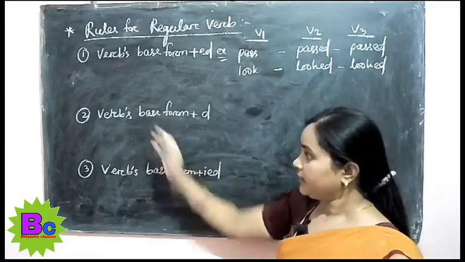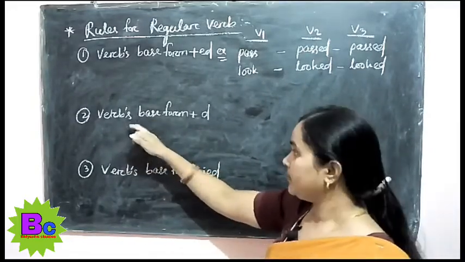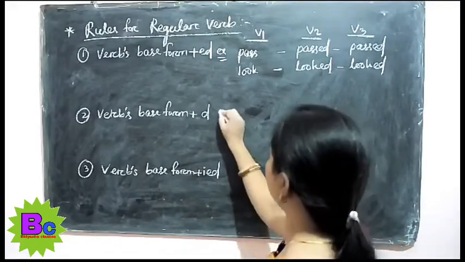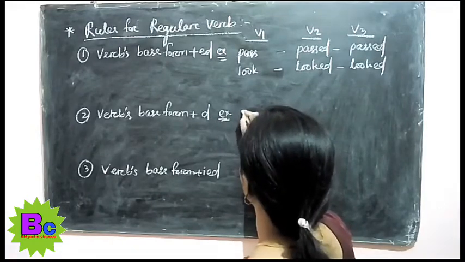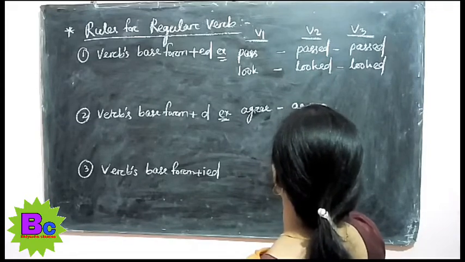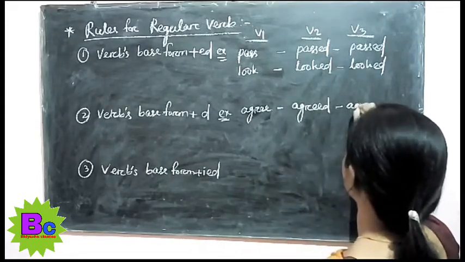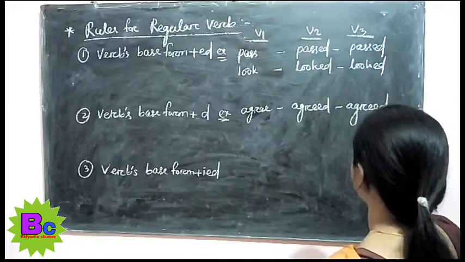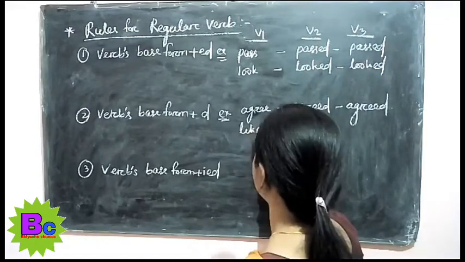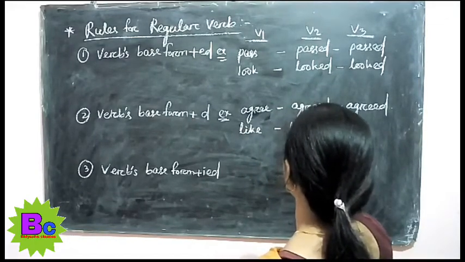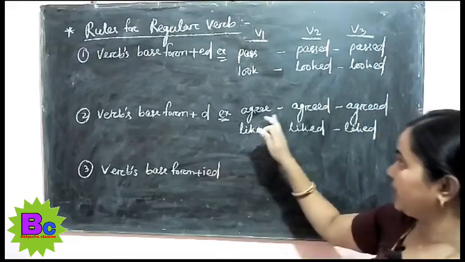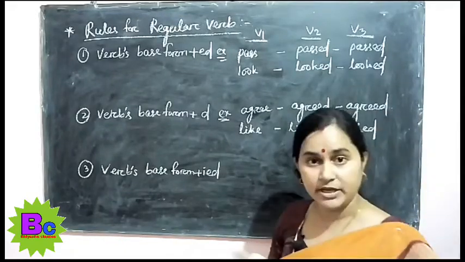Okay. And rule number 2 is verb's base form plus d. Here we add d to the base form of the verb. For example, agree, agreed, agreed. Okay. Similarly, we can take another example: like, liked, liked. Look here, we add only d to the base form of the verb.